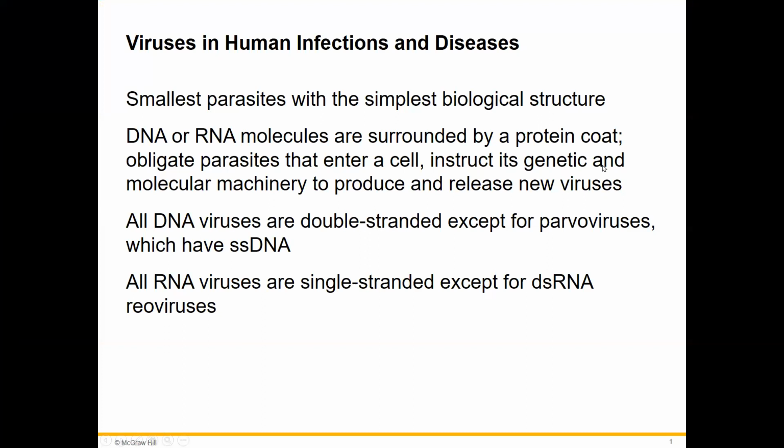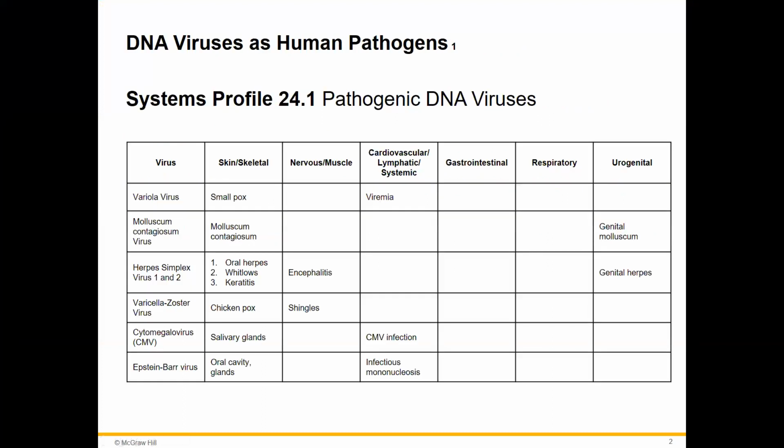All right, so getting to some of our viruses. This is a great place to start. This is showing pathogenic DNA viruses. This is a table. I love tables. They're easy to study from. So we have the virus on the left. You have any association of disease in the middle and the system it's affecting. And these are all DNA-based viruses.